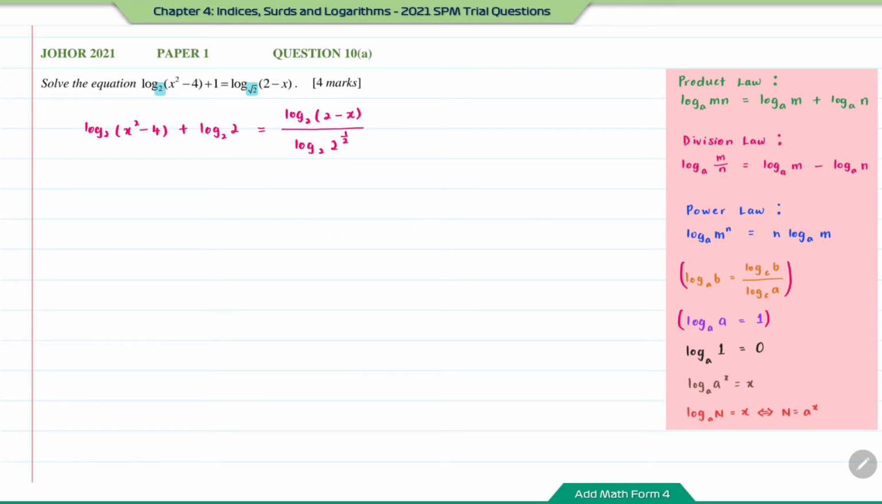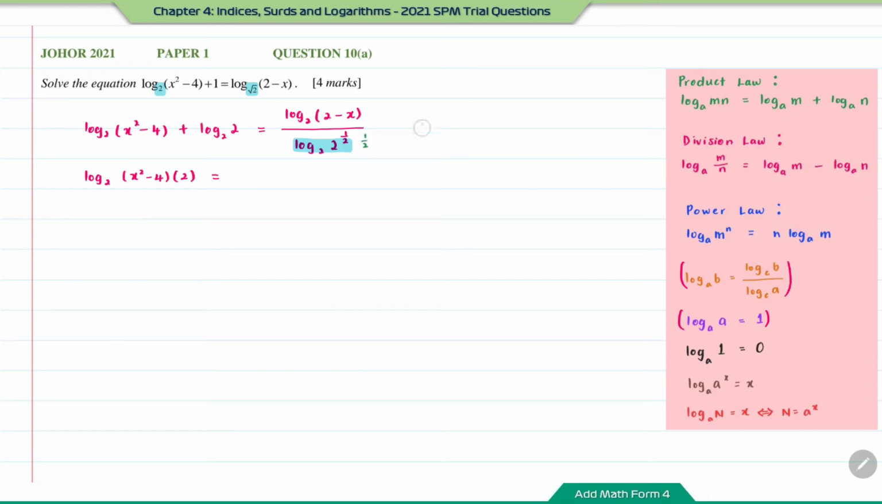Now on the left hand side here, as they have the same base, I can use the product law to combine them together. So here is going to be log base 2 of (x squared minus 4) times 2. So equal to, now this log base 2 of 2 to the power of 1 over 2 will give you the answer of 1 over 2.